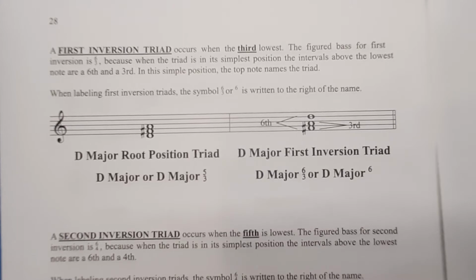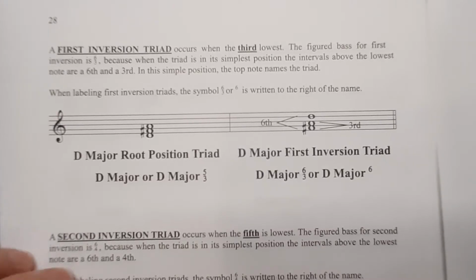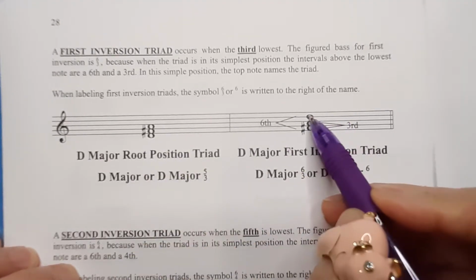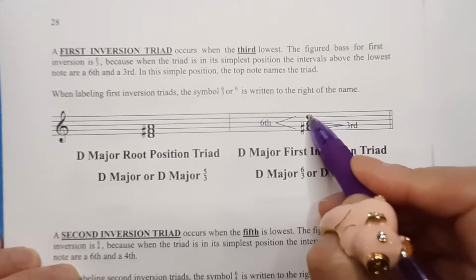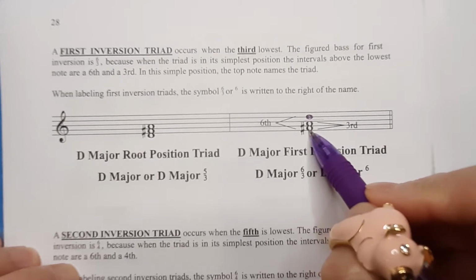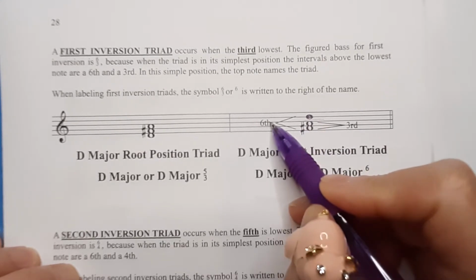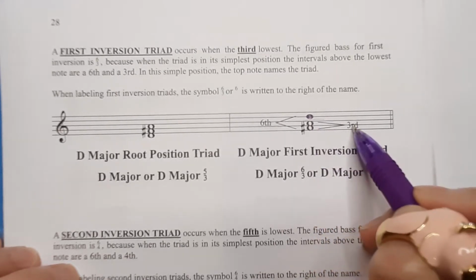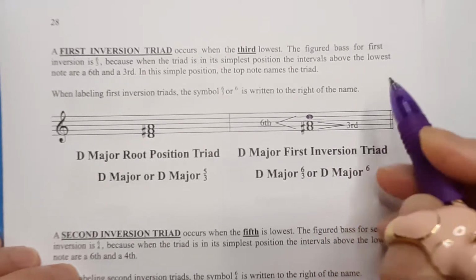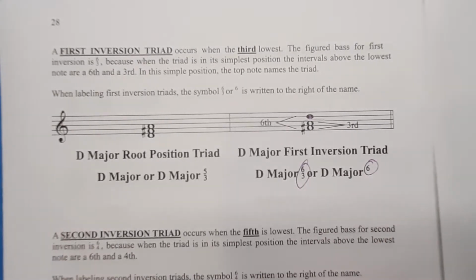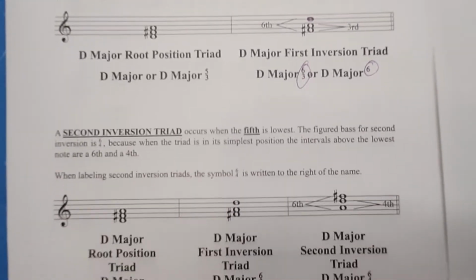Okay, page 28, first inversion triad. This is in root position. But when you bring the bottom note to the top, the root is on the top now, right? And there's a gap. That's a first inversion. From the bottom to the top is an interval of 6, and from the bottom to the third note is an interval of the third. So it's 6-3, or you can write it as 6 for the first inversion. That's the figure bass symbol.